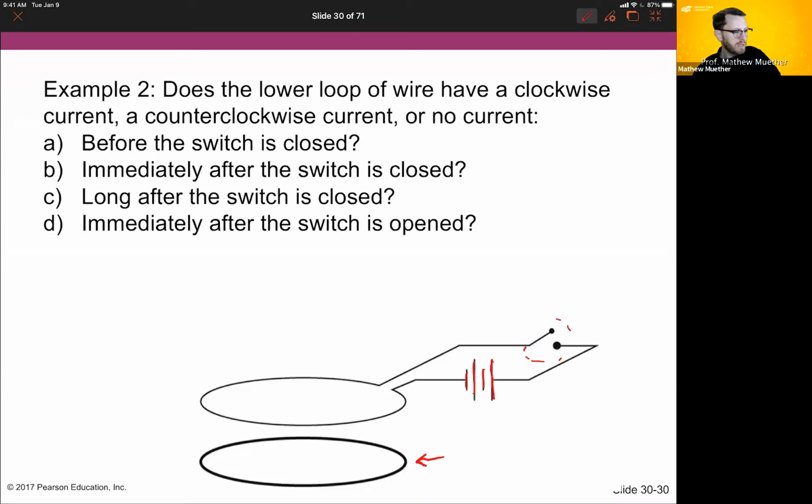Again, we're going to think about whether the lower loop of wire has a clockwise current, A, a counterclockwise current, B, or no current, C. Before I close the switch, the apparatus is just sitting there as indicated on this page. What's the induced current in that lower loop?